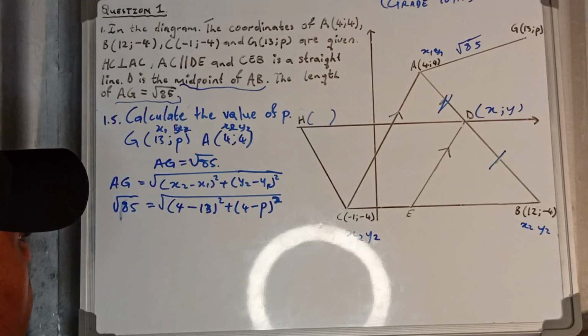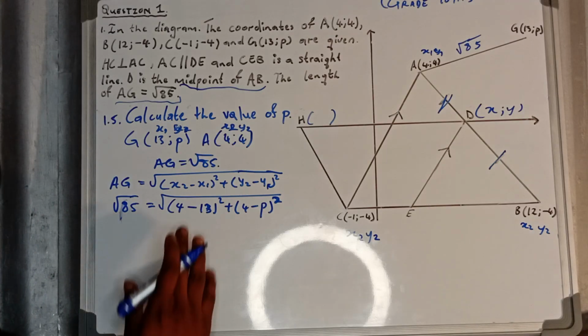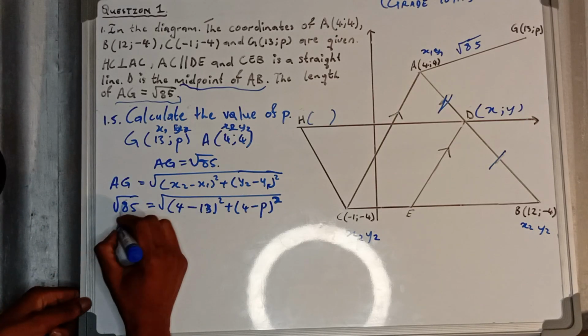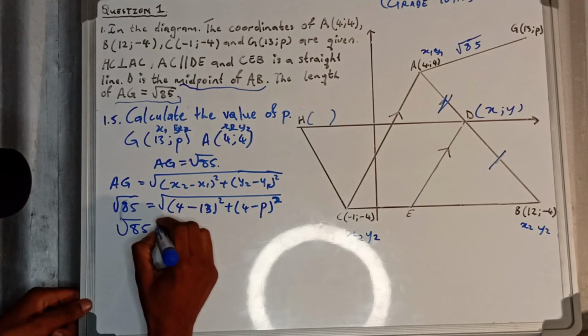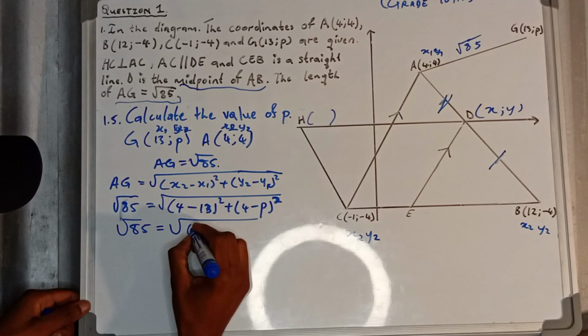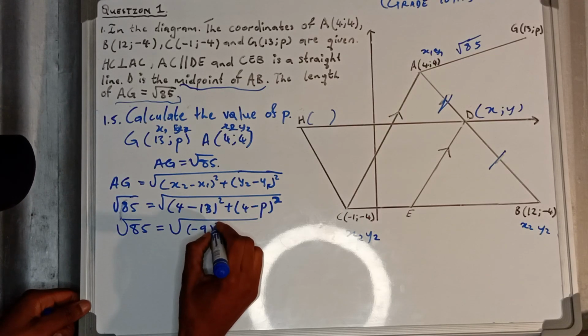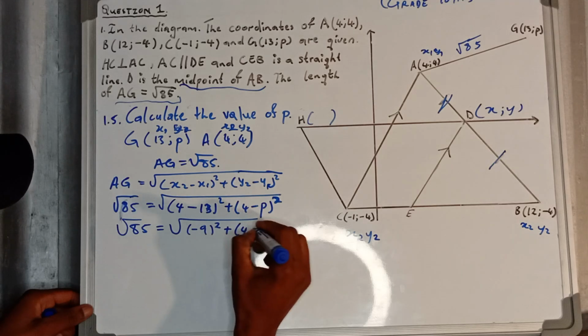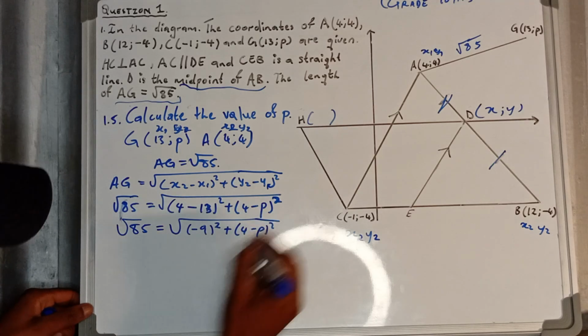Okay, before going any further, let us firstly deal with this one. We'll leave that square root of 85 as it is, equals the square root of 4 minus 13, which is how much? That is negative 9, all squared, plus 4 minus p, all squared.